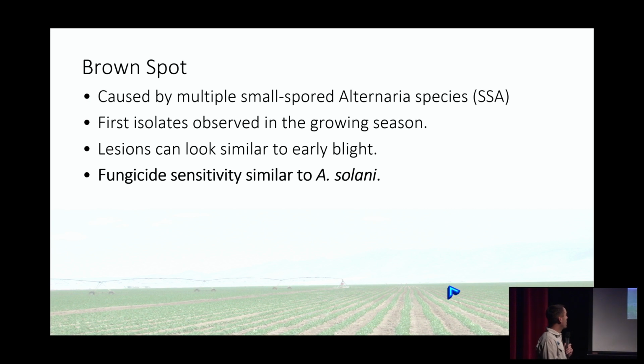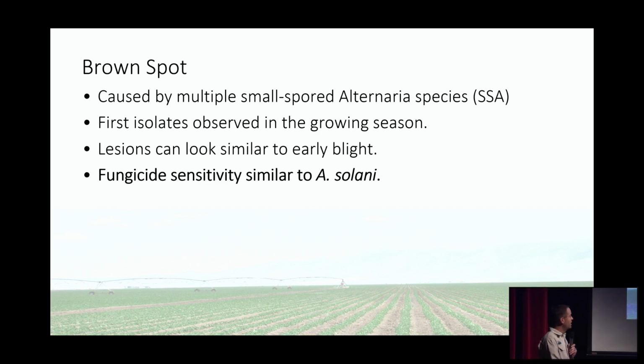So specifically on brown spot, it's really not just one pathogen. We used to just say Alternaria alternata was the cause of brown spot, but really it's multiple, what we're calling small spored Alternaria. We're abbreviating that as SSA. That'll be important here in a minute. And a lot of times when we're isolating throughout the season, those are the first isolates that we'll detect from lesions we'll see in the field.